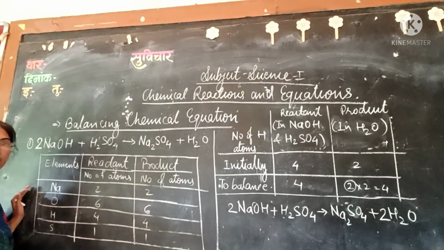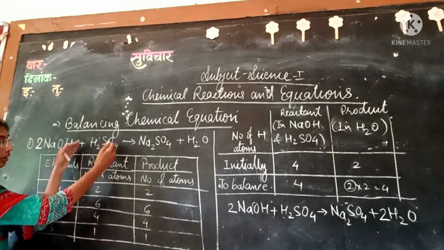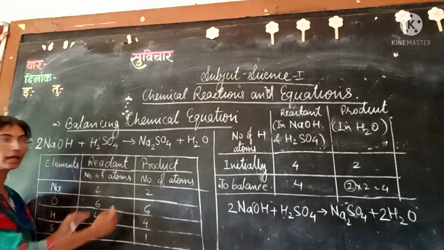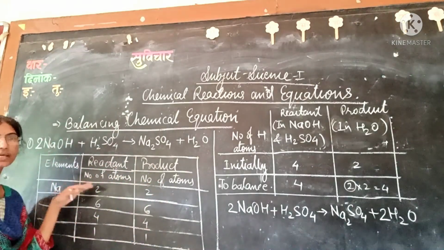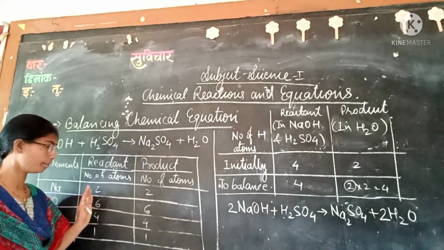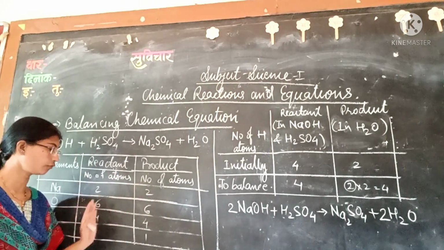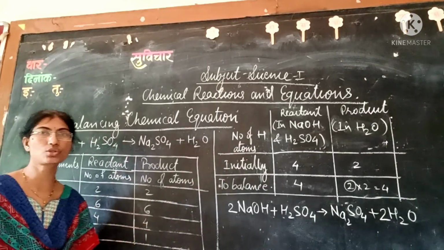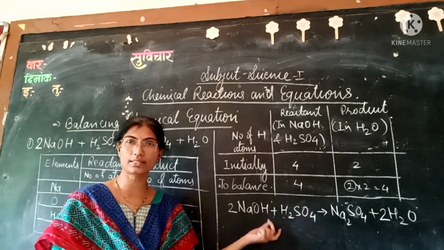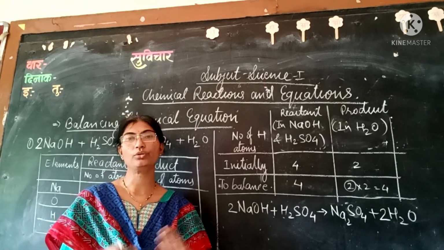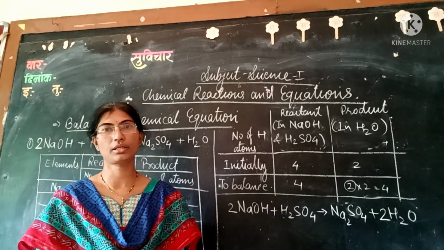So here you can see finally the atoms on the left hand side and on the right hand side, the reactant and product, all the elements and the atoms are completely balanced. 2, 2, 6, 6, 4, 4 and 1, 1. So in this way, our given chemical reaction is balanced. So in this way, we have to balance the rest of the chemical reactions.